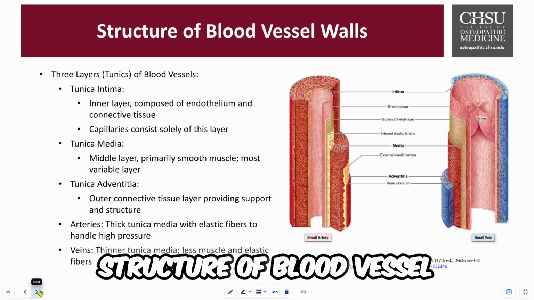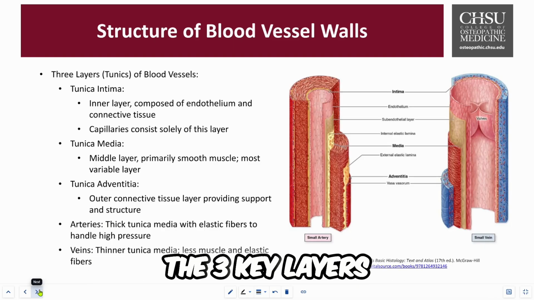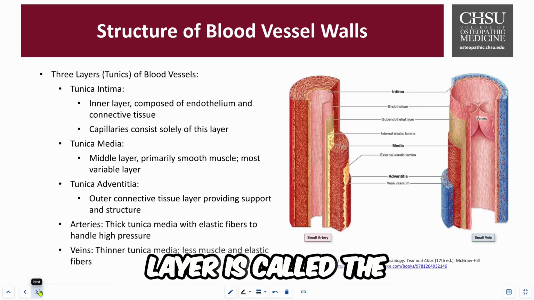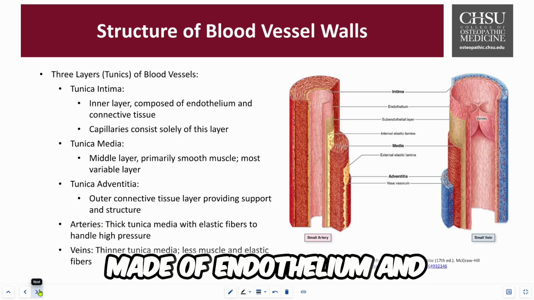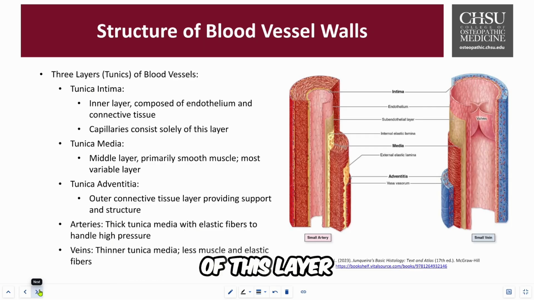The structure of blood vessel walls. Here we're going to break down the structure of blood vessels, which are composed of three key layers, or tunics. The innermost layer is called the tunica intima, which is made of endothelium and connective tissue. Capillaries are unique in that they consist solely of this layer.